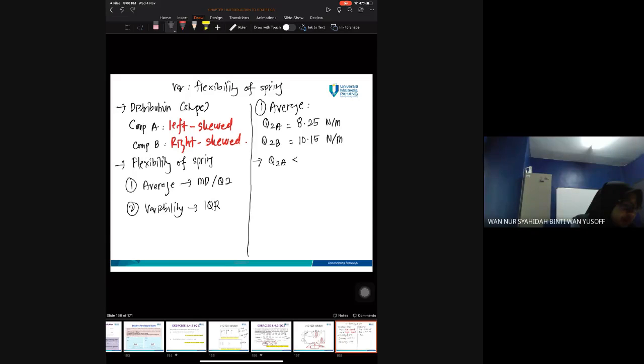So we have Q2A less than Q2B. What can we conclude from here? Which one is more flexible? So Q2A is less than Q2B, so the average value of A is less than the average value of B. So which one is more flexible? B. It is B, because it is based on the average. So B is more flexible.